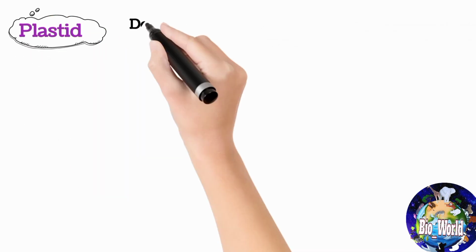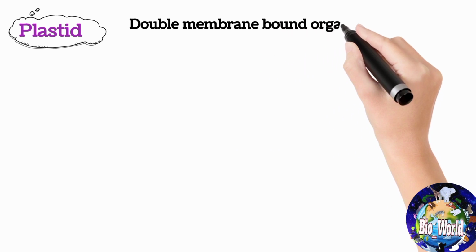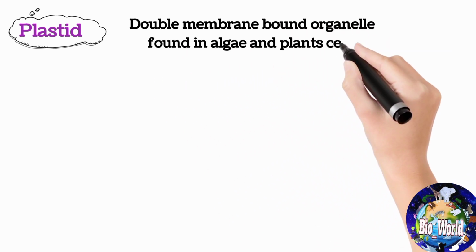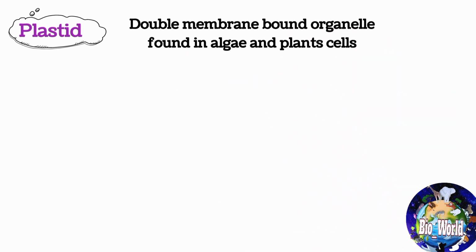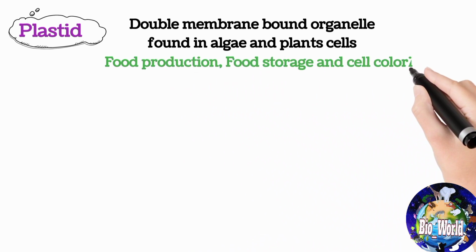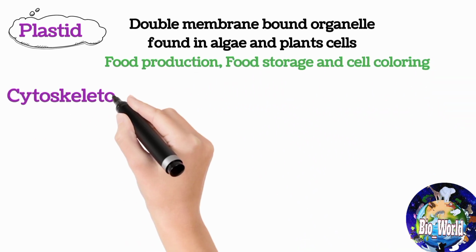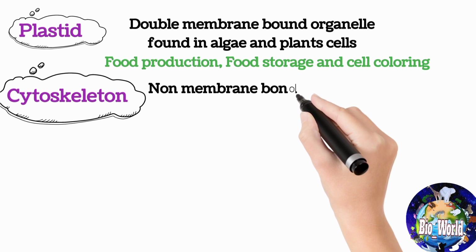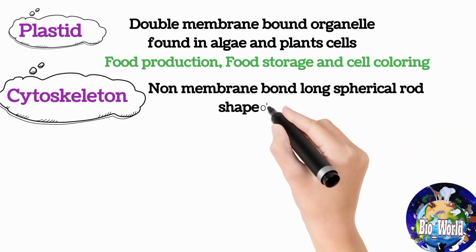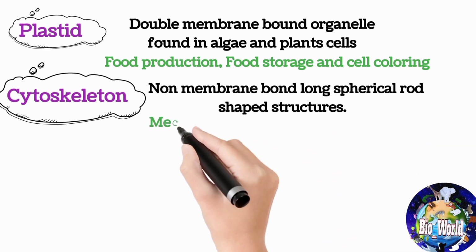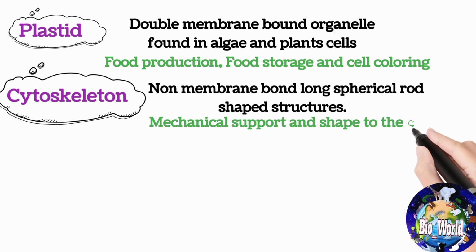Plastid. Plastid is a double membrane-bound organelle which is found only in the cells of algae and plants. Plastids are responsible for food production, food storage and cell coloring. Cytoskeleton. Cytoskeleton is a non-membrane-bound long rod-shaped structure. Cytoskeleton provides mechanical support and shape to the cell.